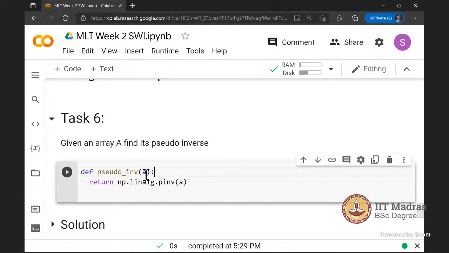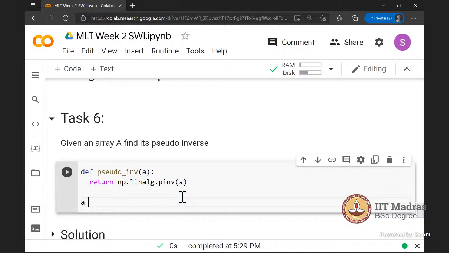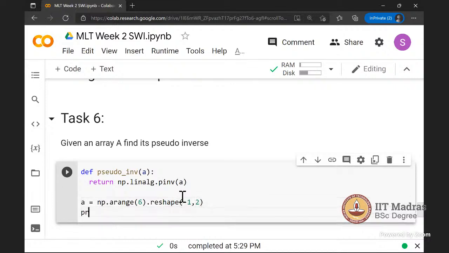Okay, so if A is a matrix and we want to calculate its pseudo inverse, this is how we are going to do it. Let's execute this. A is equal to, let's say 6. Okay, let's see.